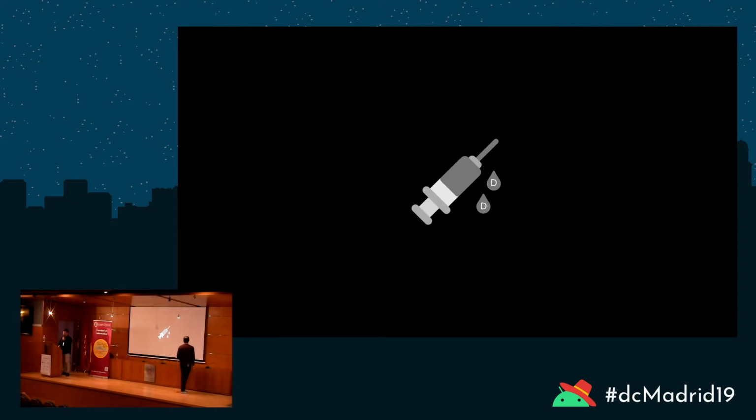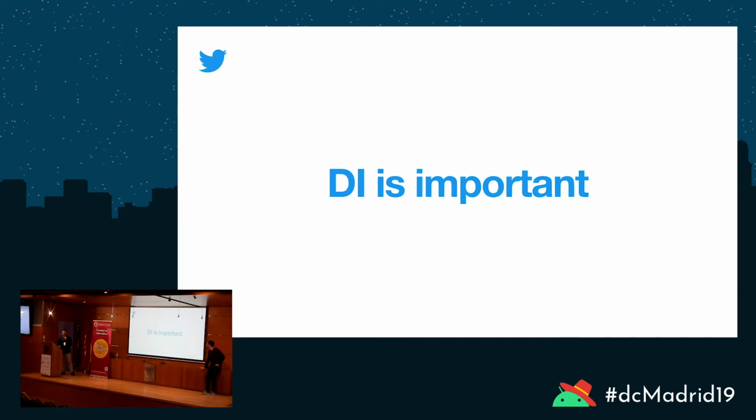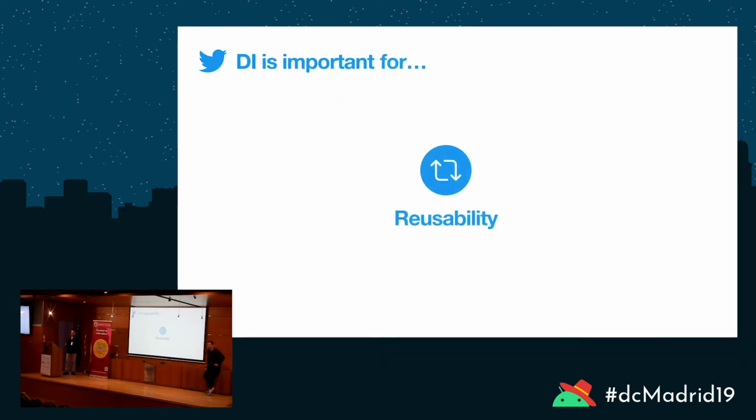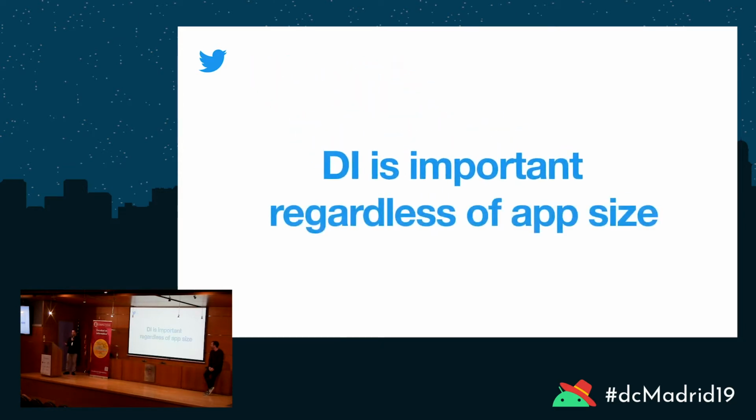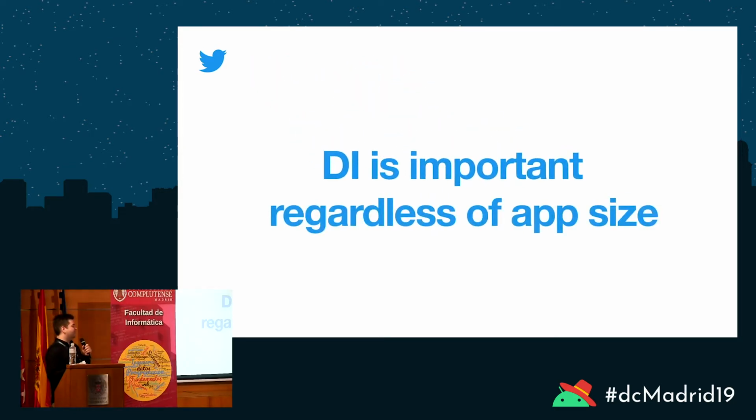Okay. So let's talk about dependency injection a little bit. Dependency injection is important for a number of reasons. I am going to list a couple of them, but not go into much detail. It improves reusability of the code, improves testability, helps with correctness, and allows us to refactor things more easily. But what's good here is that DI is important no matter the size of the app, like César was saying with the modules.